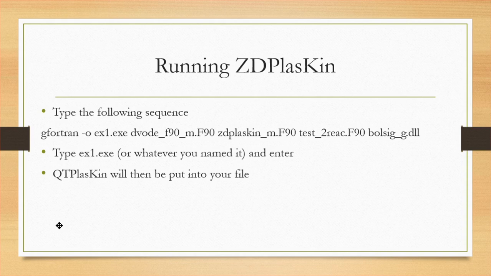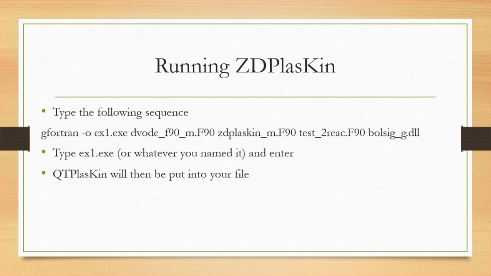Next up, we gotta have the big line. This is the big line. It's just this guy right here. So go ahead and type gfortran -o, and then you'll name it whatever you like. For this case, I'm using ex1.exe. Next up is dvode_f90_m.f90, zdplaskin_m.f90. Then we'll include our user code, the test_2react.f90, and then the bolsig database reader, bolsig_g.dll.